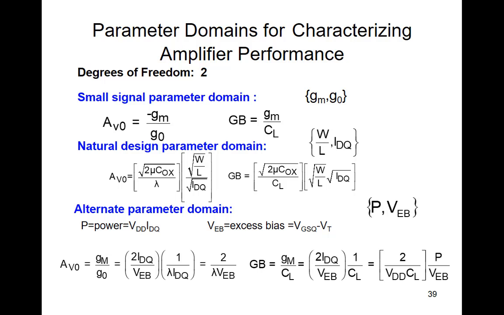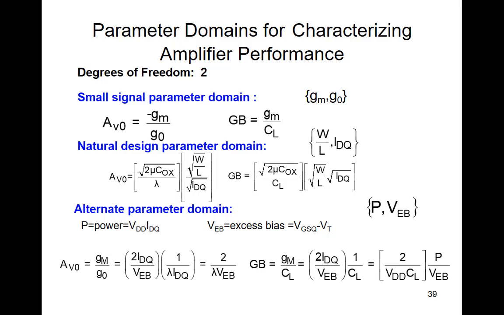I'm going to look at another parameter domain. Remember, there are two degrees of freedom. So we talked about the small signal parameter domain, which didn't give us much insight into design. We talked about the natural parameter domain. It's convenient to work with, but we have complicated expressions, and our expressions for gain and gain bandwidth product depend jointly in a nonlinear way on both of those parameters. Let me consider this as a parameter domain: the power dissipation and the excess bias.